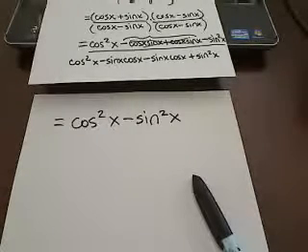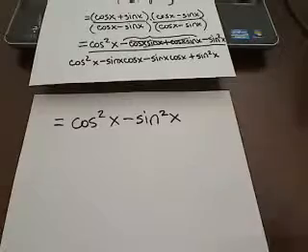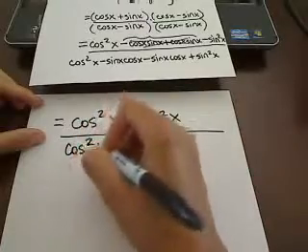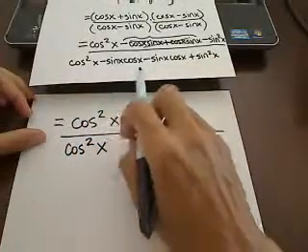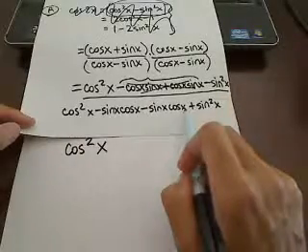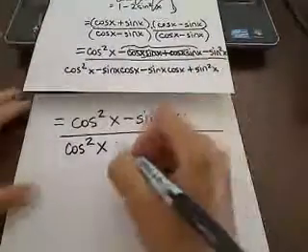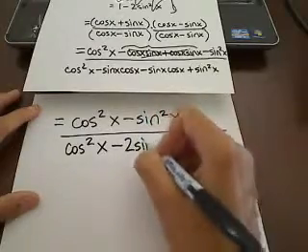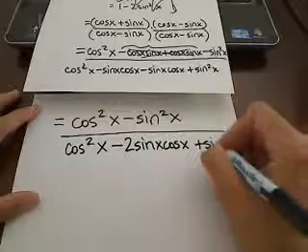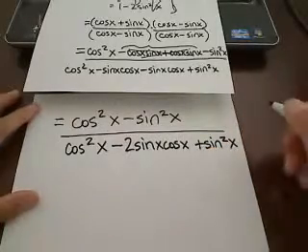Okay, and in the denominator, if we collect like terms, notice we have just the cosine squared x, and then we have a minus sine x cosine x, and another minus sine x cosine x. So that's actually a minus 2 sine x cosine x. Okay, and then we also have a plus sine squared x.